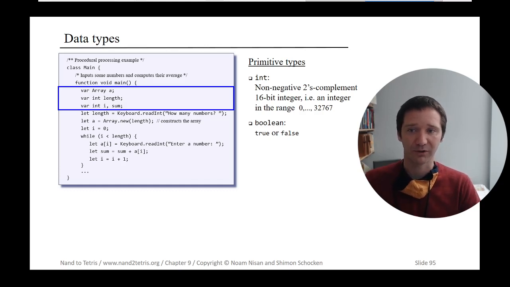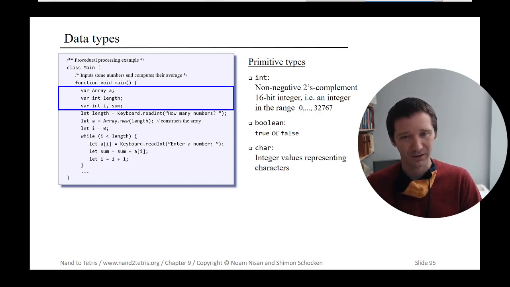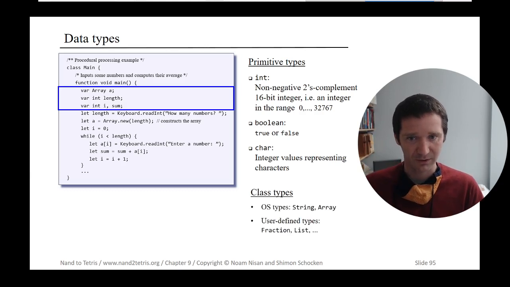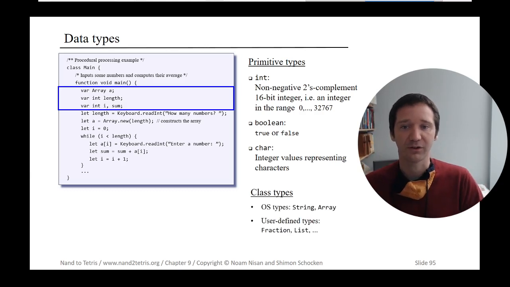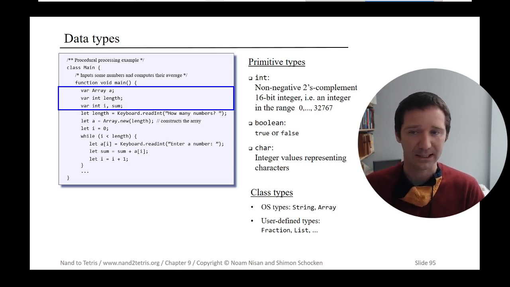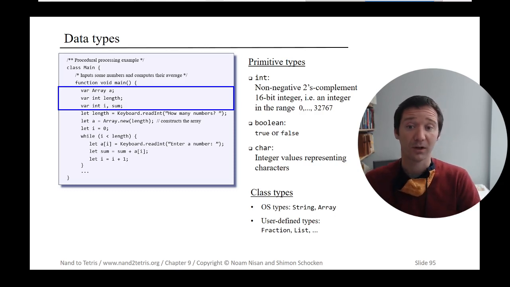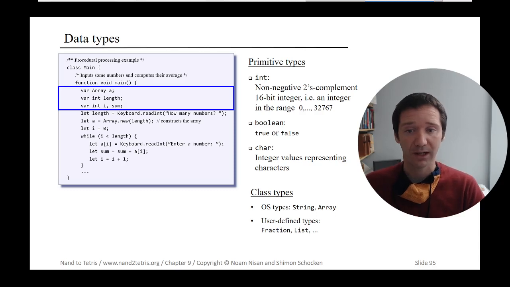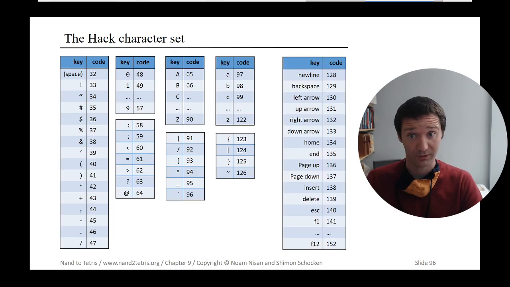We have booleans, true or false. And we have characters. Strings and characters are a little bit interesting in the Jack language. Characters are going to be an integer. Got that? An integer representing a character, not the character itself. That we'll see. We also have some class types. We have string, array, and we also have other items that we can define ourselves, such as fraction and list, which we've seen. This is an important slide. You'll want to see this.